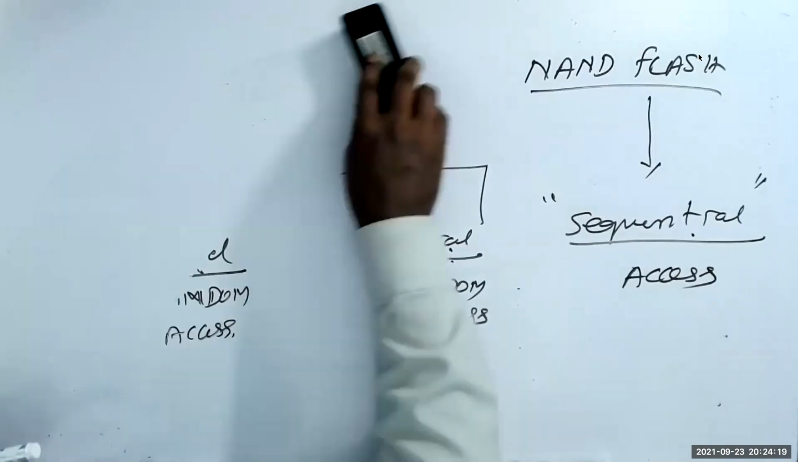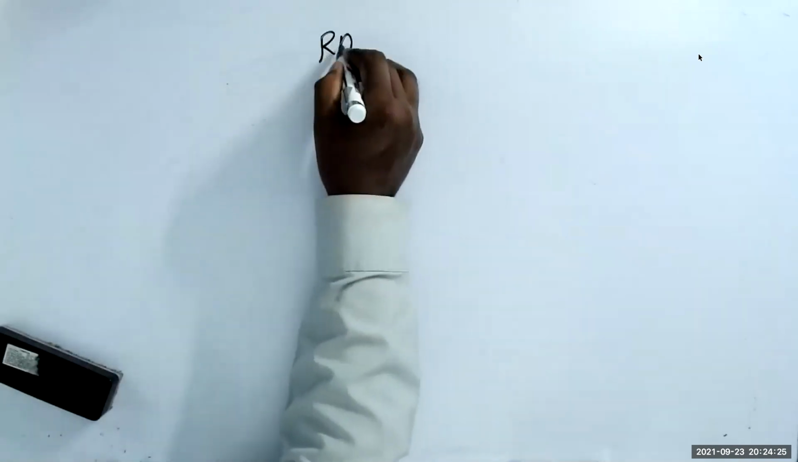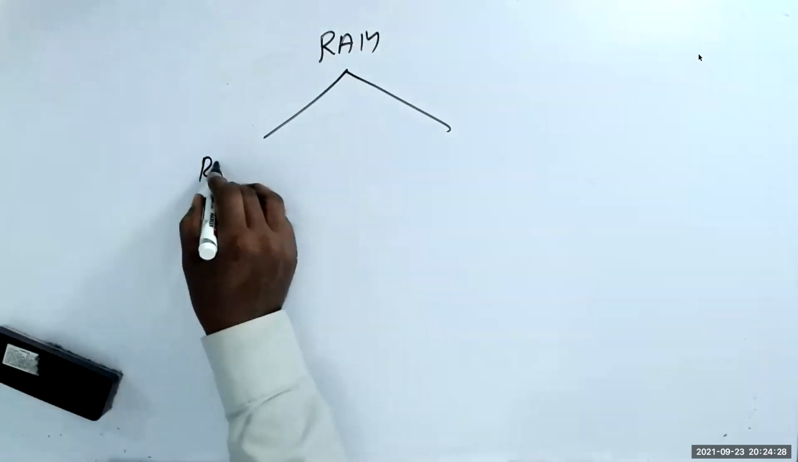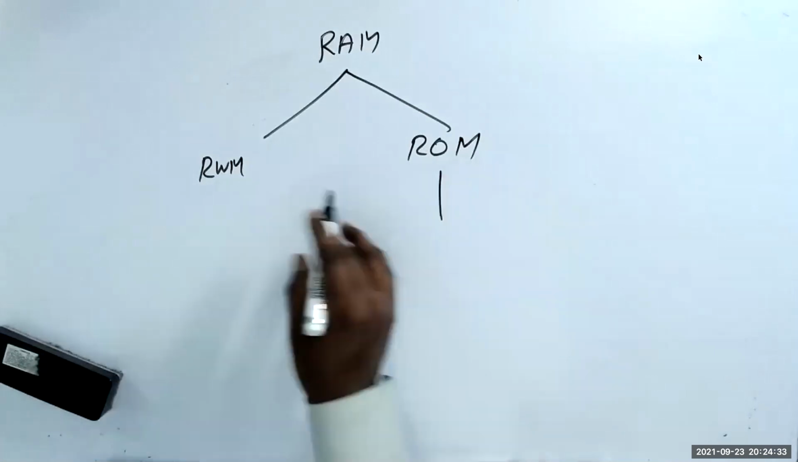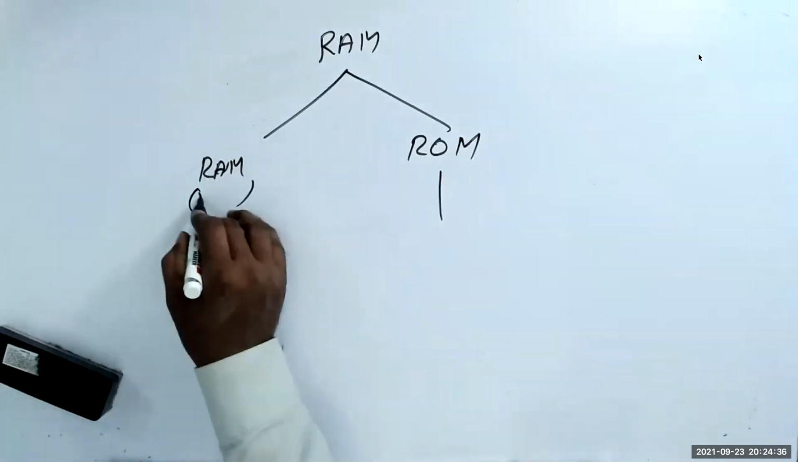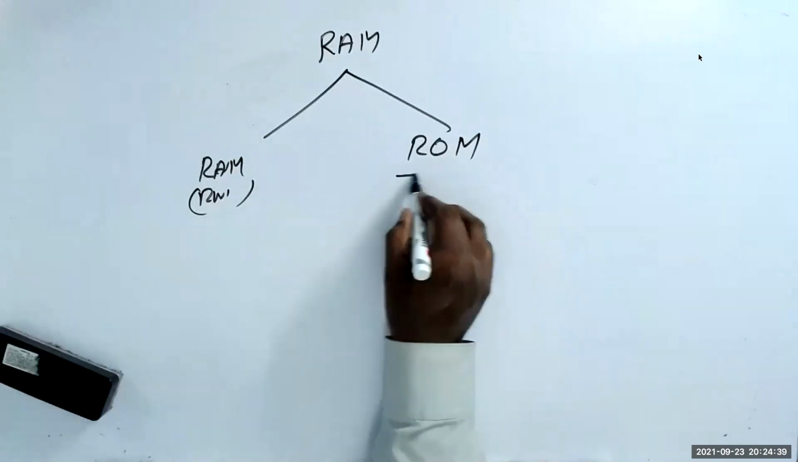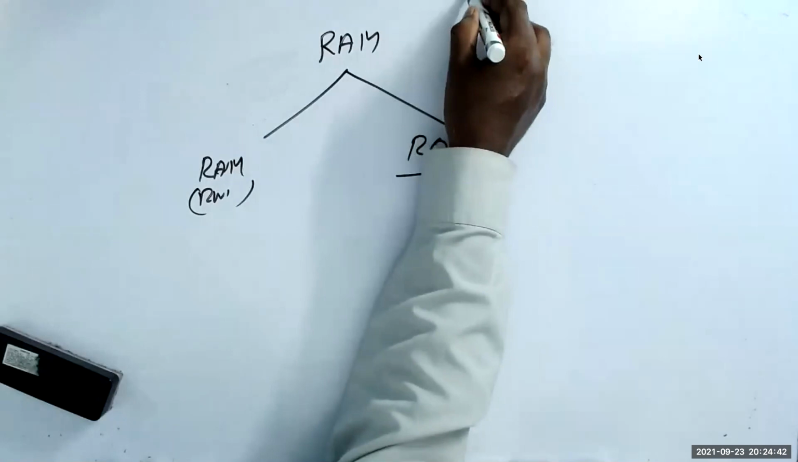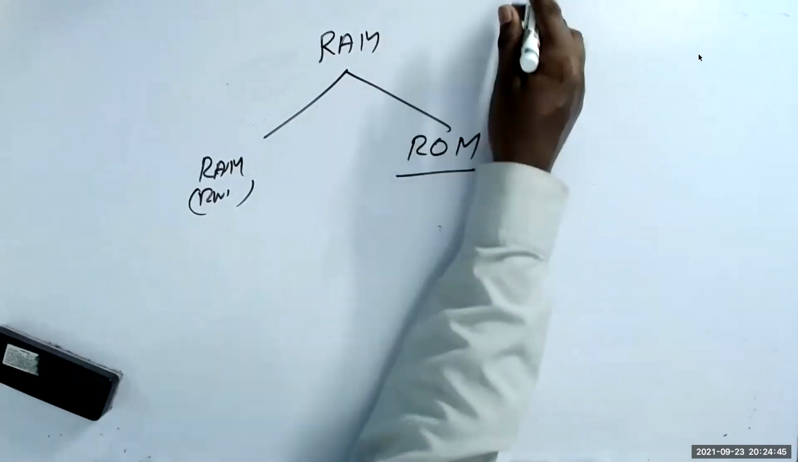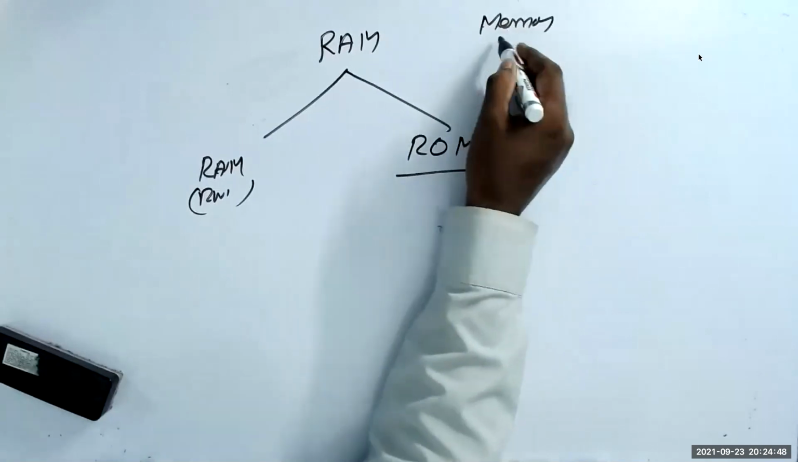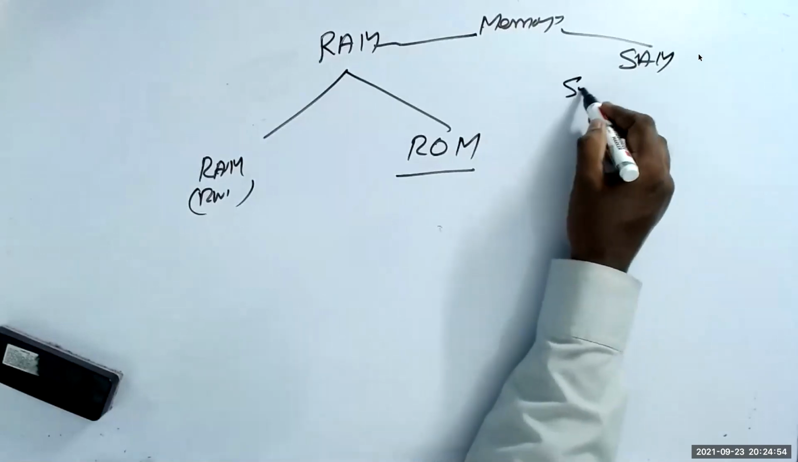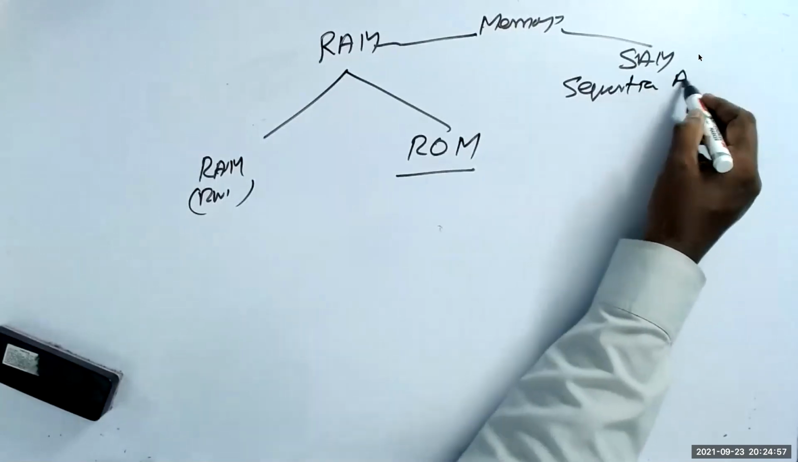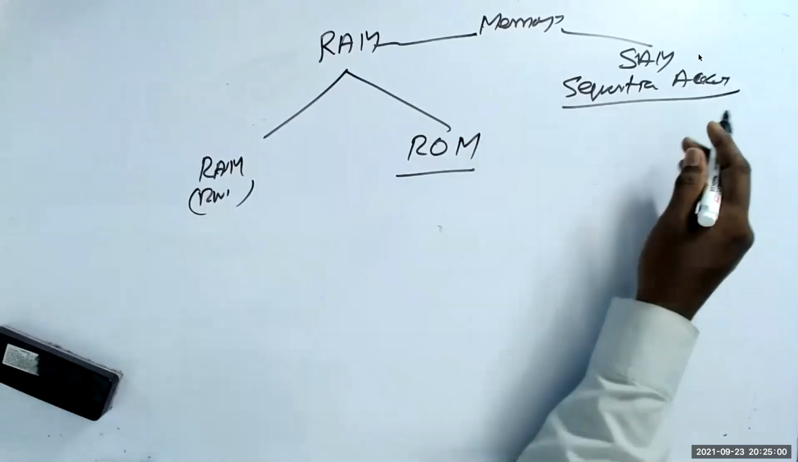Here is a trick. I have told you about RAM. In RAM, there are 2 types: RWM and the other one is ROM. A ROM, this also we call RAM. Forget it, this is actually RWM. Before RAM, in memory, there are 2 types. One is RAM, one is SAM. SAM is sequential access.